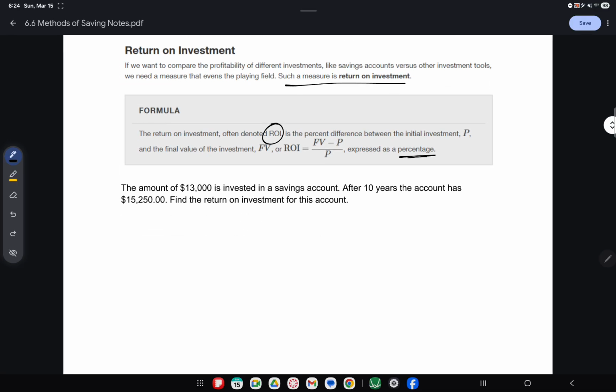So let's look at this. The amount of $13,000 is invested in a savings account. After 10 years, the account has $15,250. Find the return on investment for this account. So the ROI is going to be that future value, 15,250 minus the principal amount, 13,000, and then out of that 13,000 we originally put in. So let's calculate that.